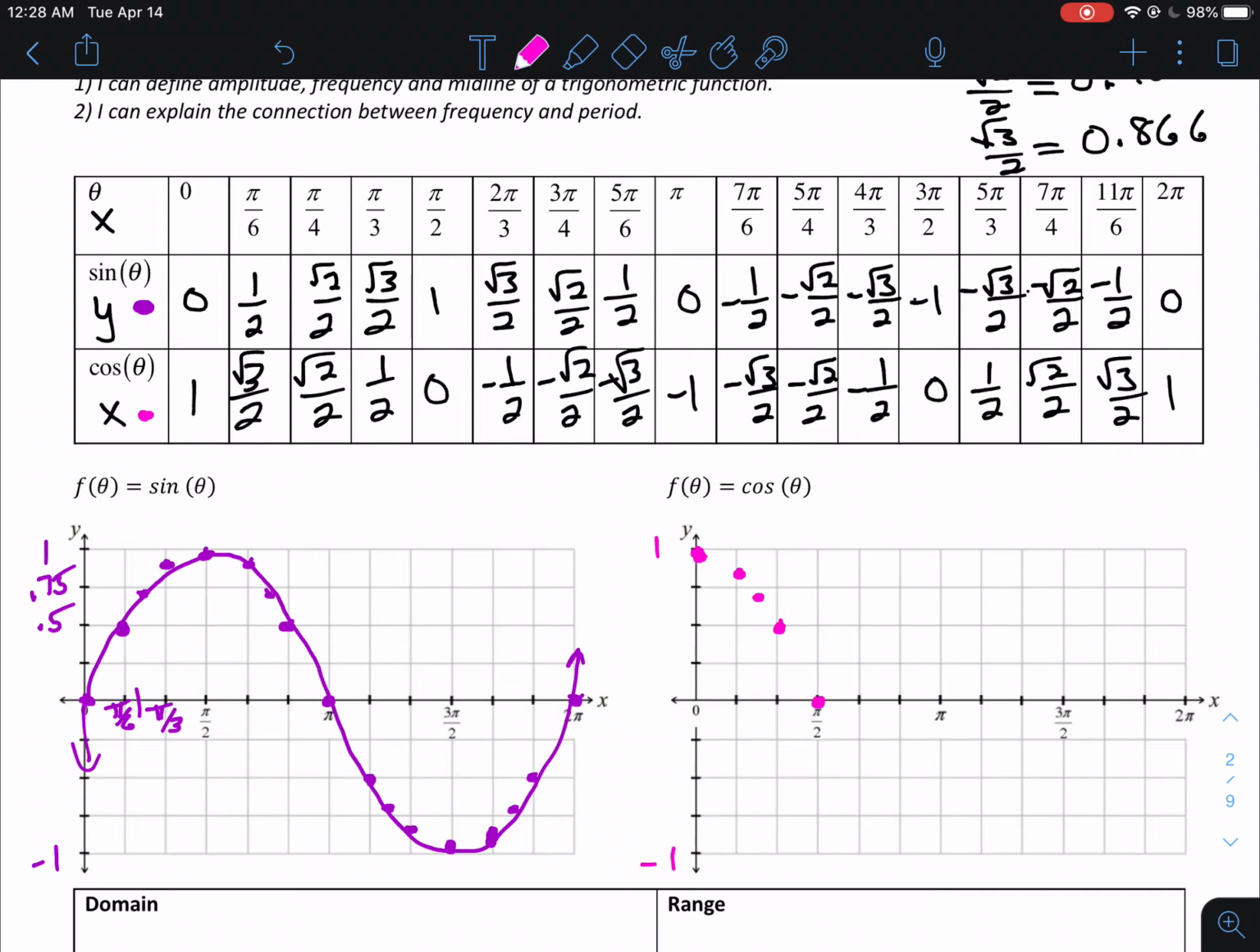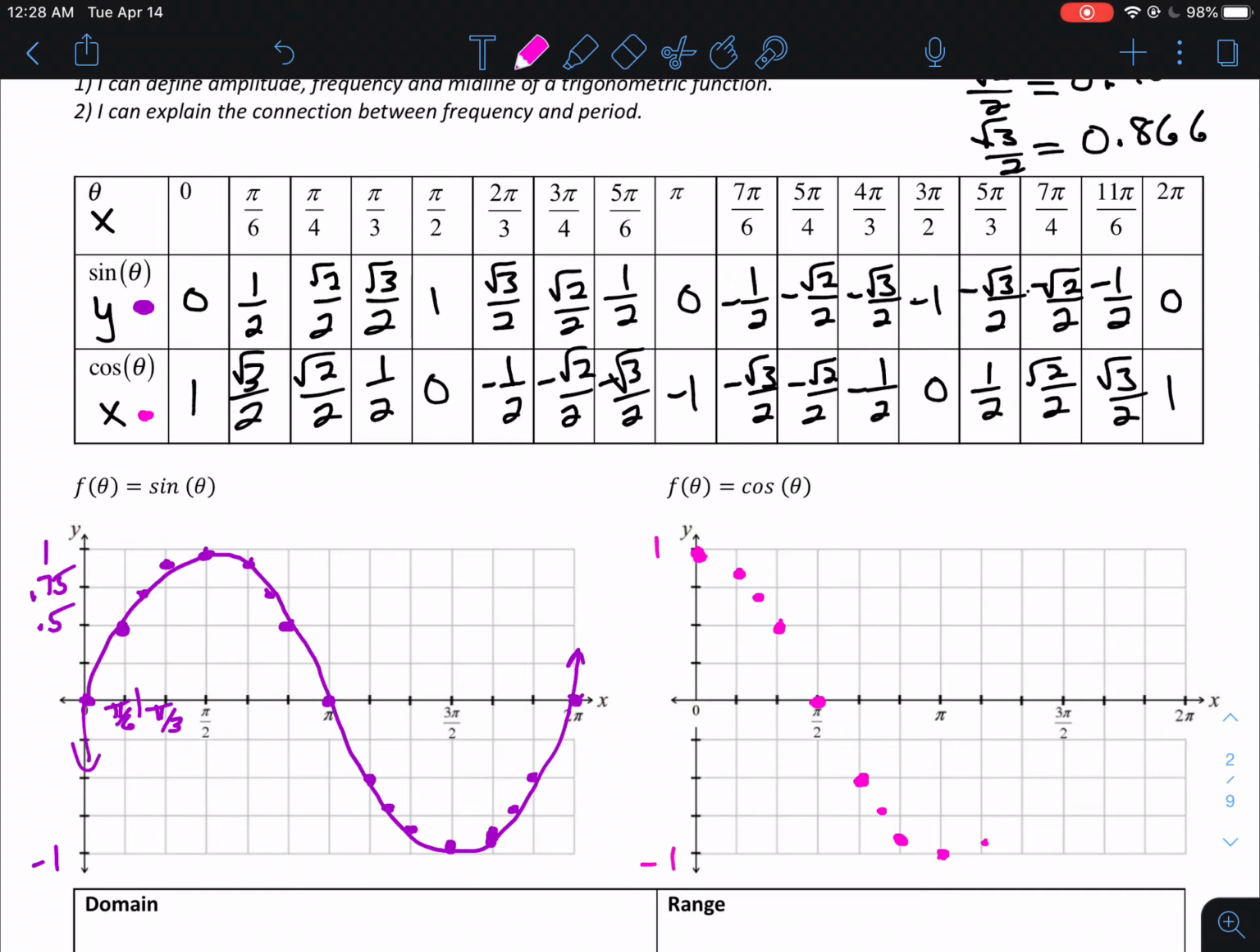And then at pi over 2, we're down at 0. So we're just, again, using the same x values. The y values are the only thing that have changed. But we're actually already going to be in the negatives now. So we're going to be at, let's see, 2 pi over 3 and negative 1/2. And then at negative square root of 2 over 2. So somewhere about here. Negative square root of 3 over 2. And at pi, we're at negative 1.